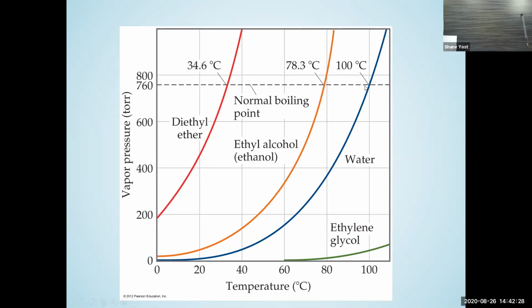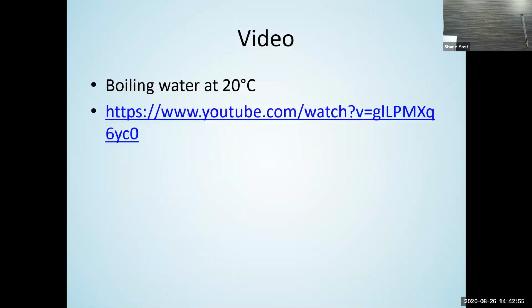So for example, water at 100 degrees Celsius, its vapor pressure equals that of atmospheric pressure, 1 atmosphere, and so it boils at 100 degrees Celsius. While diethyl ether boils at 34.6 degrees Celsius, because at 34.6 degrees Celsius, its vapor pressure equals atmospheric pressure. So liquids boil when their vapor pressure equals the atmospheric pressure, okay?